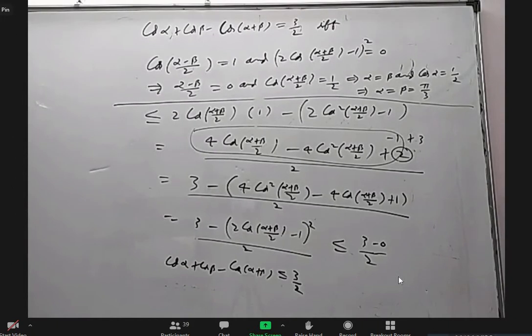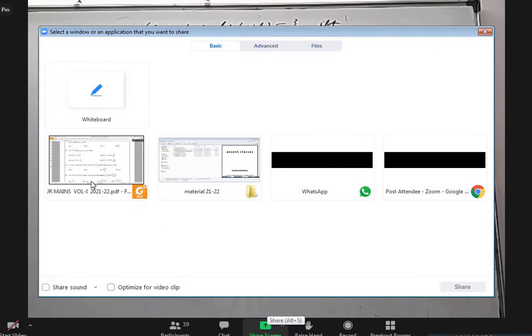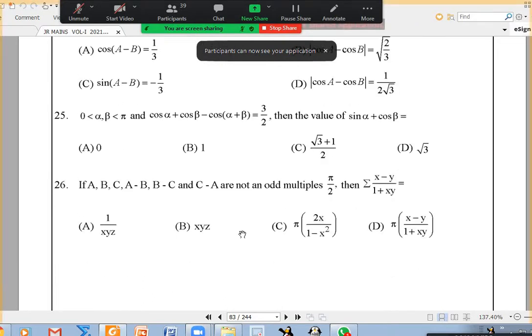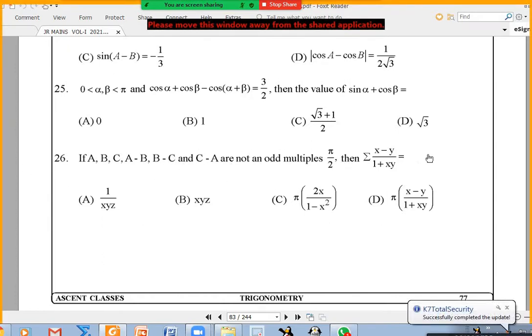Okay, everybody done the whole thing? Can I erase? Okay, that is 25 where alpha and beta 60 is given. Now 26. In the question, in the beginning they said A, B, C, A minus B and all odd multiples of pi by 2. Don't worry about that. Just look at only the question, 26. Sir, in the 25th question they asked sin alpha plus cos beta, no sir? Option C will come. Sin 60 plus cos 60.